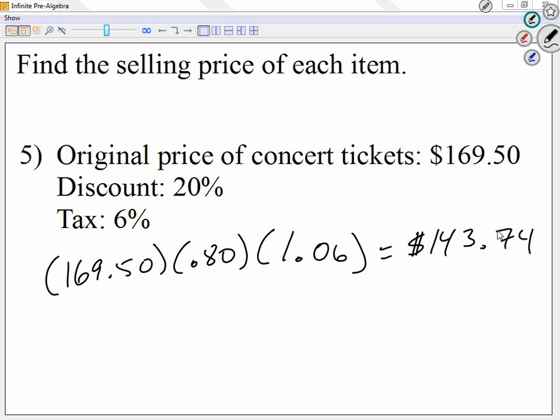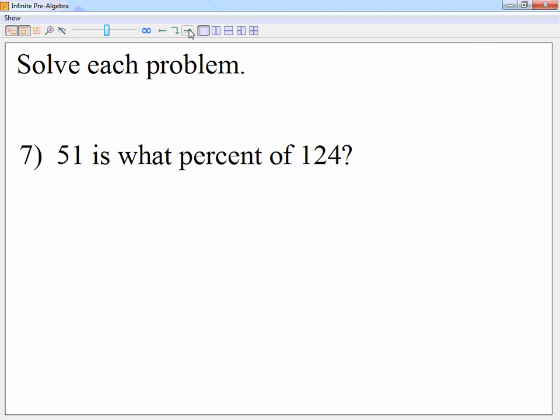So the first two were only discount. Questions 3 and 4 were only taxes. But questions 5 and 6 are discount and tax in the same question. Any questions for the first 6? Then we move into number 7.